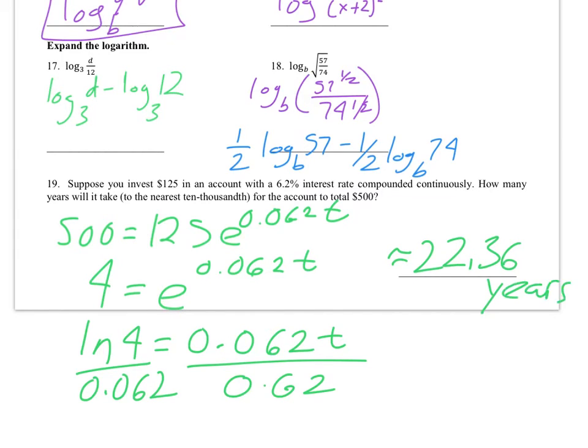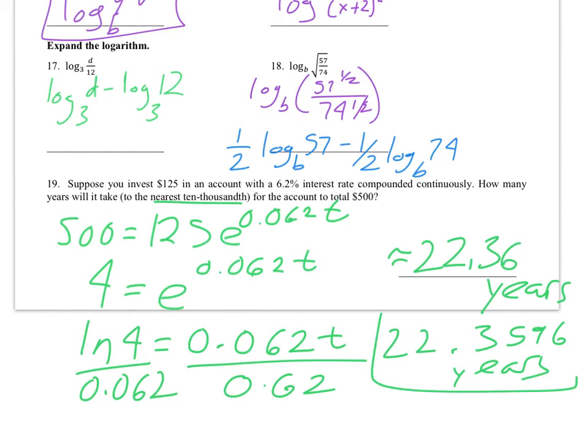Again, we want to be fairly accurate with this. That is rounded. It says to the nearest 10,000th. I suppose I should do that. So really about 22.3596 years, if I actually round it to the nearest 10,000th like it says to. And again, we want to be accurate there because it is compounded continuously, so you can, again, figure out down to the day about how long that needs to be.